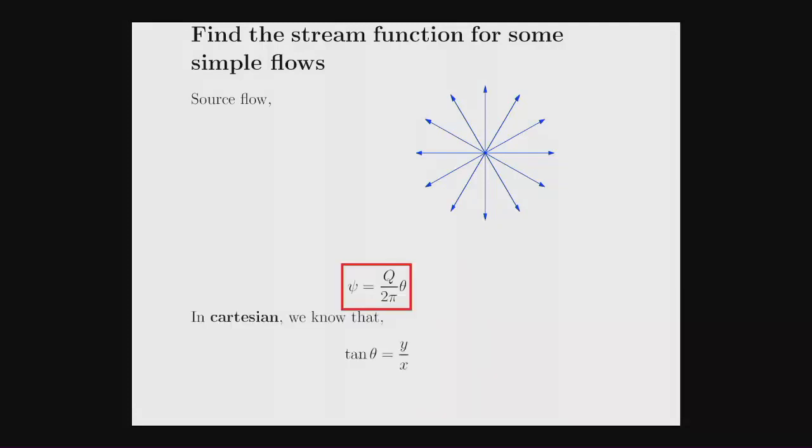Okay. So I get psi for a source to be equal to q theta divided by 2 pi. Okay. Now I can express my source flow back in Cartesian coordinates as well. And all I have to do is I just substitute theta here with the arctangent of y over x. Okay? And I get psi, my stream function, for a source in terms of Cartesian coordinates.